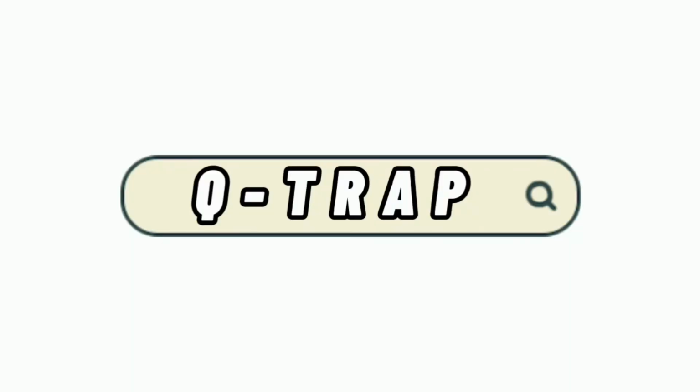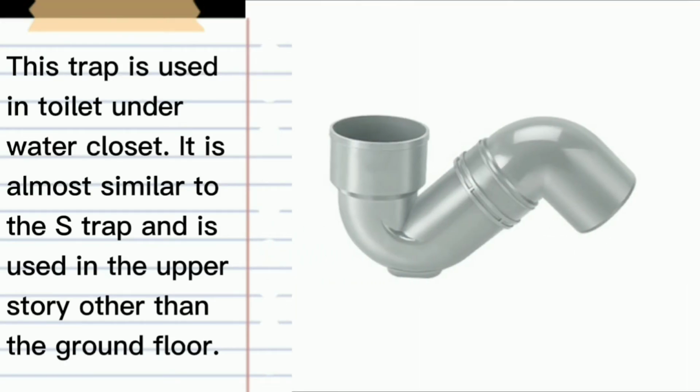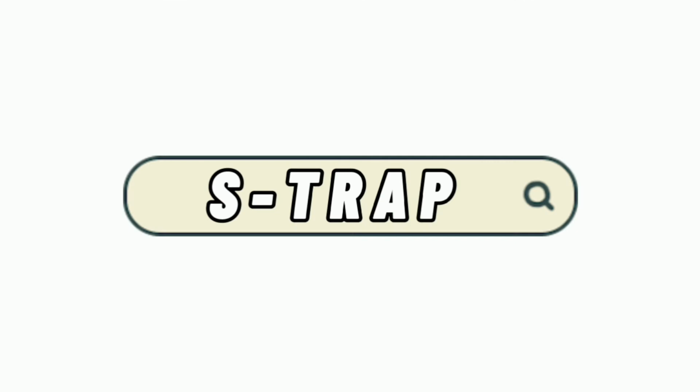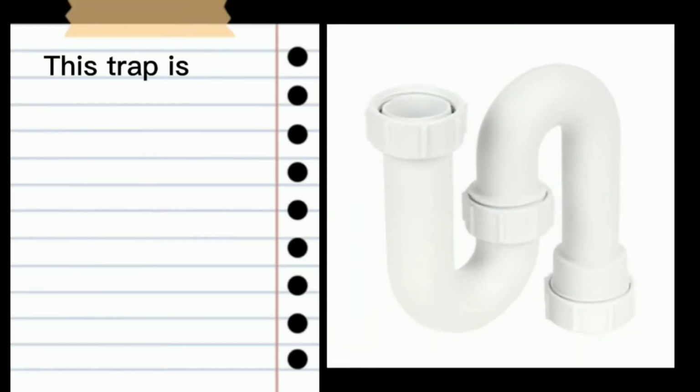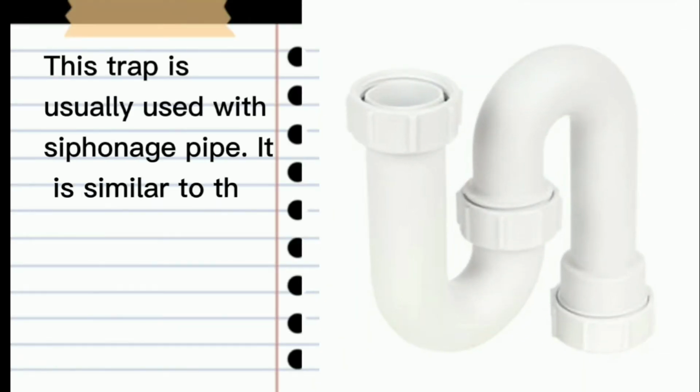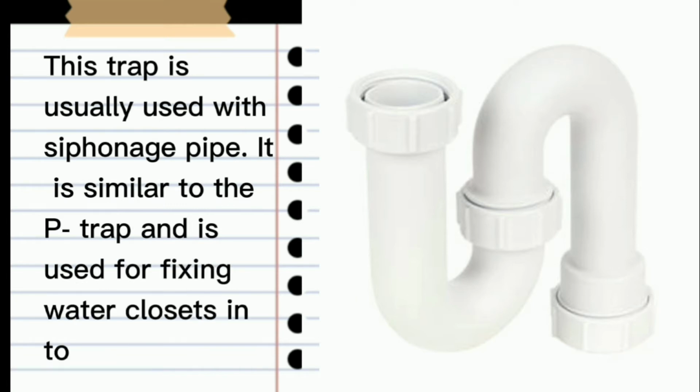Aside from P-trap, we also have Q-trap. This trap is used in toilet under water closet. It is almost similar to the S-trap and is used in the upper story other than the ground floor. We also have S-trap. This trap is usually used with siphonage pipe. It is similar to the P-trap and is used for fixing water closets in toilets.